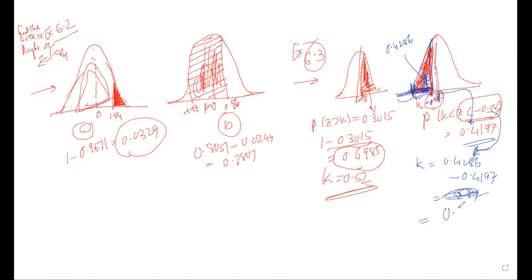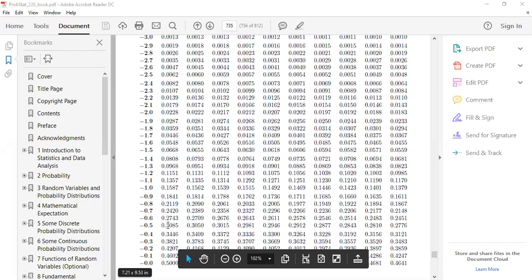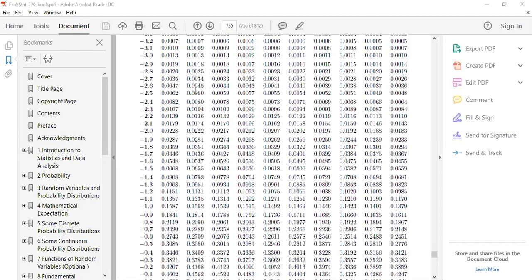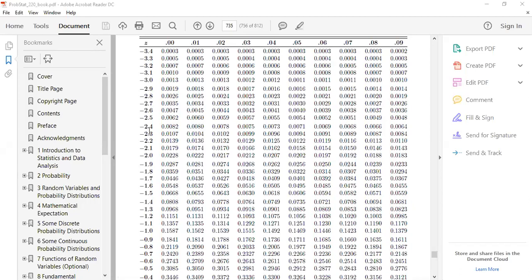0.4286 minus 0.4197 is equal to 0.0089. Once you have this 0.0089, again go to the table. You need to find 0.0089; you will find it somewhere over here, around negative 2.3. Do we have 0089 somewhere here, guys? Here, see, 0.0089. So I would say that it is nothing but negative 2.37. So my K value is negative 2.37.